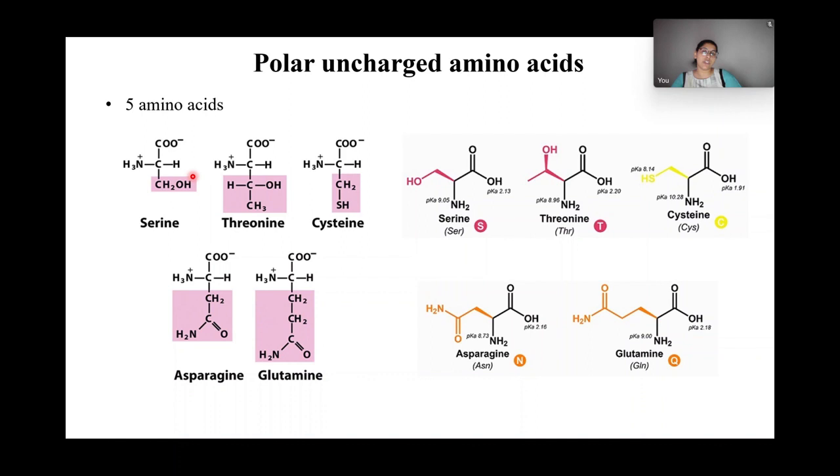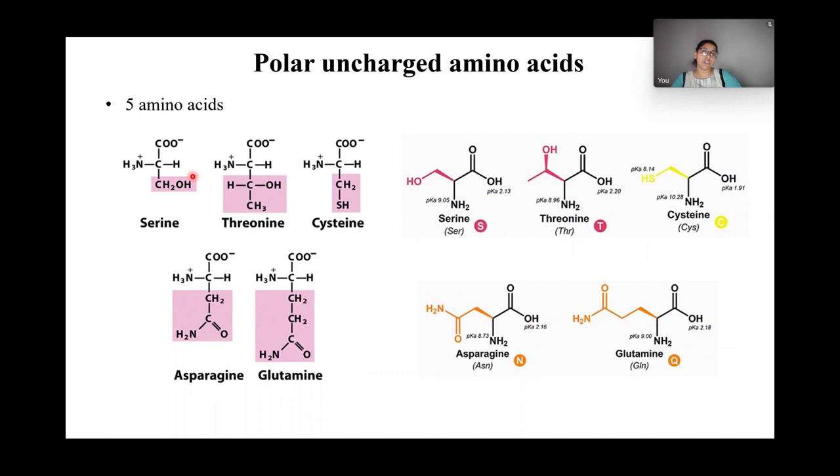Similarly, threonine also has an OH. Cysteine has an SH. Asparagine has a double bond CO and NH2. And glutamine has a CONH2 as well. But the change is in the number of CH2 attached to this R group. Serine is represented by S. Threonine, as I mentioned, is represented by T.